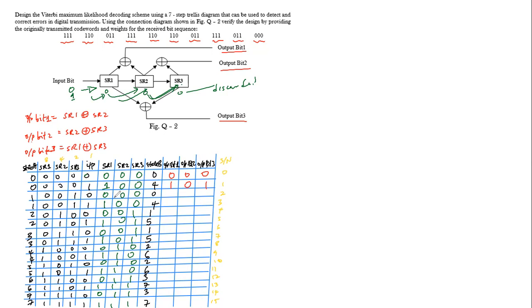Now, for this combination, it is going to be all zeros. 0 plus 0, 0 plus 0, so it's all zeros.